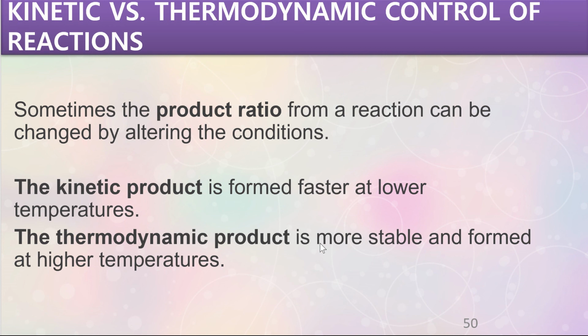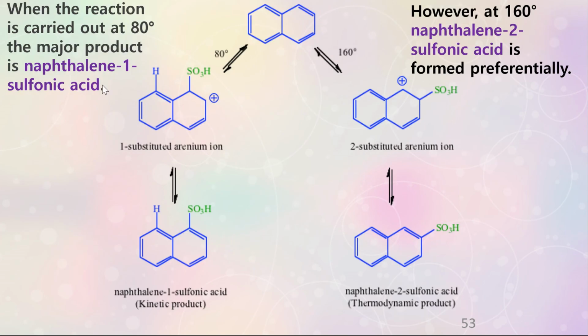The thermodynamic product is more stable and formed at higher temperatures. The kinetic product is formed faster at lower temperatures. So here we see our kinetic product. It's formed faster, even though we're not seeing the rate here, but it's definitely at a lower temperature.